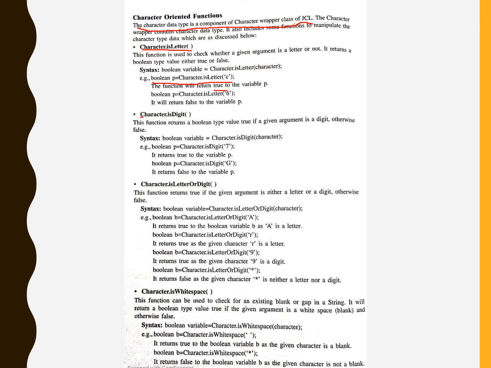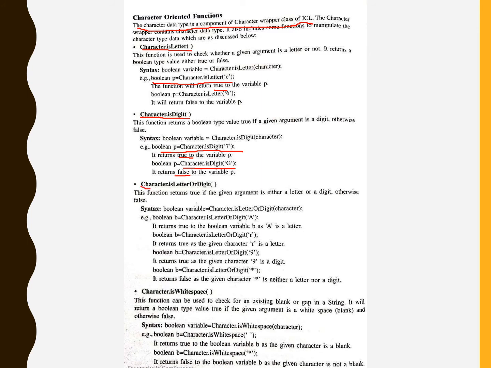The next function is Character.isDigit. It checks whether the entered character is a digit or not. If it is a digit, it returns true; if not, then false. Here is an example: boolean p = Character.isDigit('7'). So 7 is a digit, so it will return true. Here is Character.isDigit('g'). It is not a digit, so it will return false.